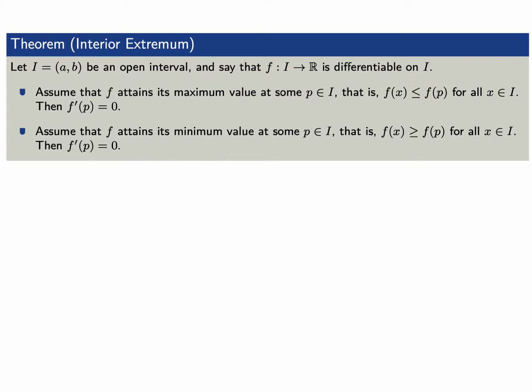Let I be an open interval from a to b and say that f is a function differentiable on I. First, assume that f attains its maximum value at some point p. That is, f of x is less than or equal to f of p for all x in our open interval I. Then f prime of p equals 0. Second, assume that f attains its minimum value at some point p in I. That is, f of x is greater than or equal to f of p for all x in the open interval. Then, similarly, f prime of p equals 0.